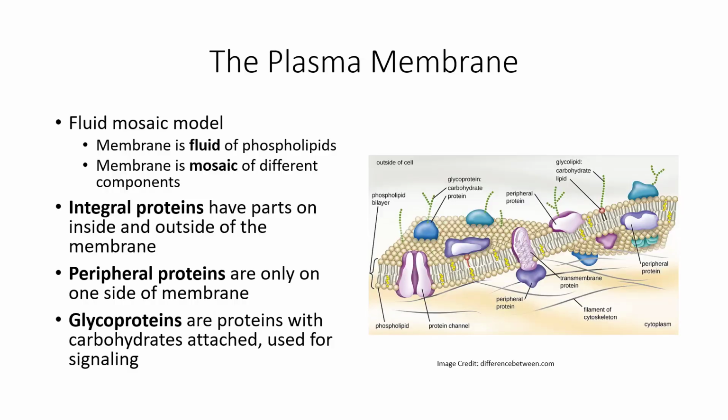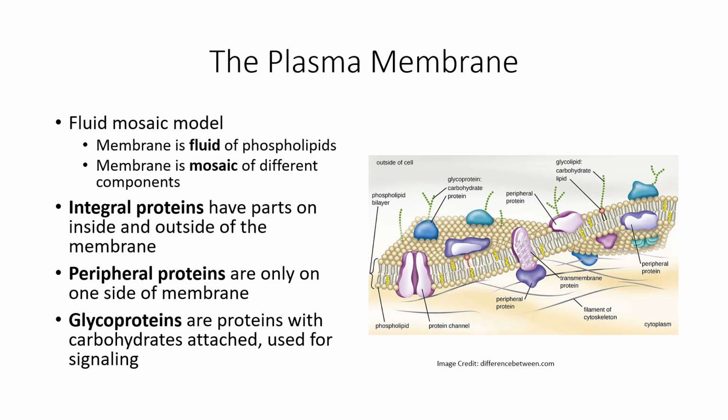So this is what the plasma membrane looks like. We call it the fluid mosaic model because the membrane is a fluid of phospholipids. Not a liquid like water, but a fluid in which things can move around a bit. And it is a mosaic of different components. Different sides of the cell will express different proteins in them, giving cells definite sides.